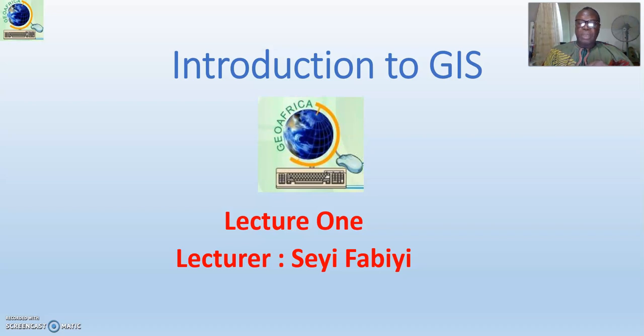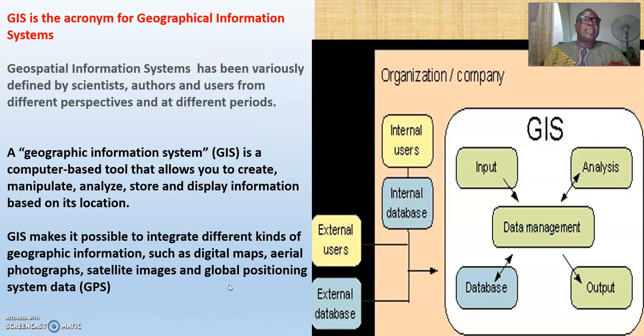Today we are going through lecture one, and lecture one is about defining what GIS is. GIS is the acronym for Geographical Information Systems. Some consider it as Geographic Information Systems. Some people call it geomatics, geospatial science, geospatial technology, and so on and so forth.